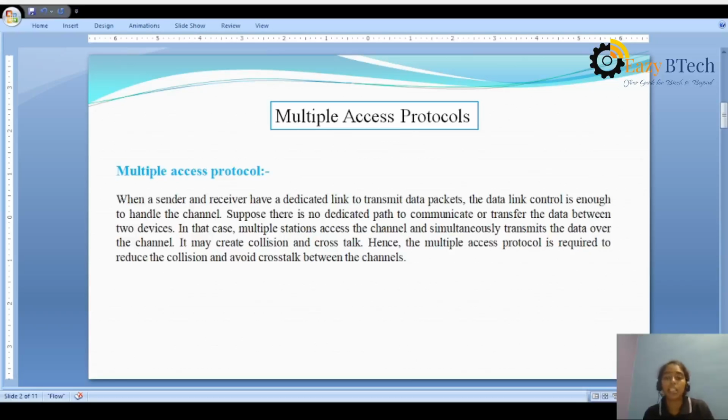The collision arises when two or more users release their frames in that particular channel and the frames collide. In that case, the collision will rise. And crosstalk means the data of one frame is combined with the data of another frame. To reduce these types of situations, we introduce multiple access protocols to reduce collision as well as crosstalk between the channels.